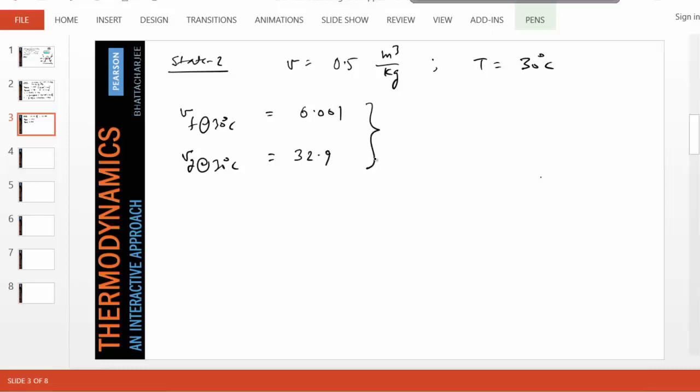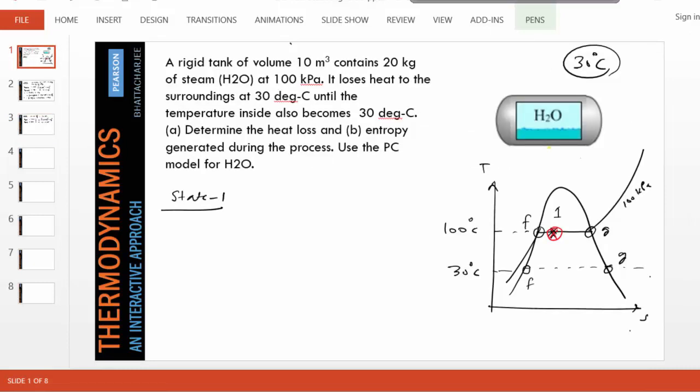32.9, and that gives us V equals (1 minus X) VF plus X VG, the same formula, but this time VF and VG are different, they're known, and V is the same, 0.5, and you can show that X is given as 0.015. So therefore, if you try to draw your state, obviously the quality is very low, so this will be our state 2.